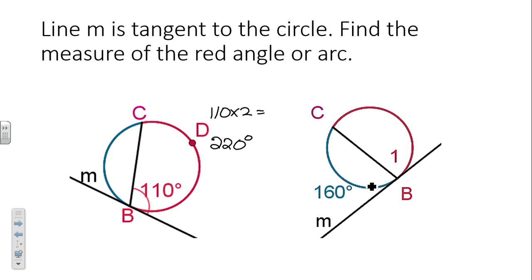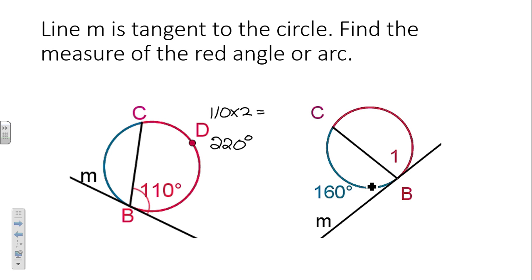Make sense? Okay, now let's look at the next one. This time we want to find the inscribed angle, right? Or the angle that intercepts the arc. Not really inscribed angle, but this angle. So if we knew its arc, we could find the angle, couldn't we? But we don't know its arc, do we? But how could we find its arc?